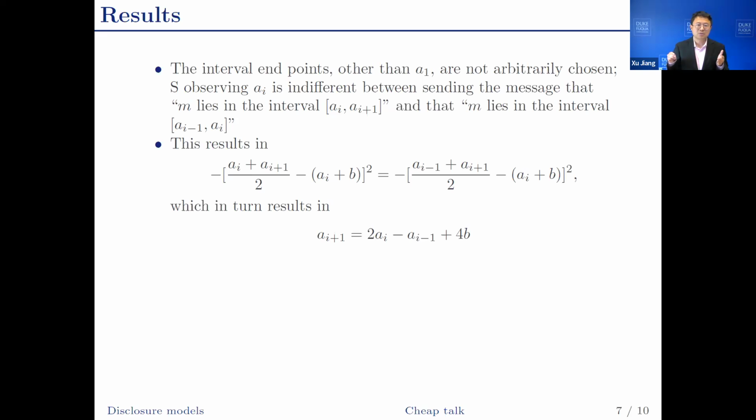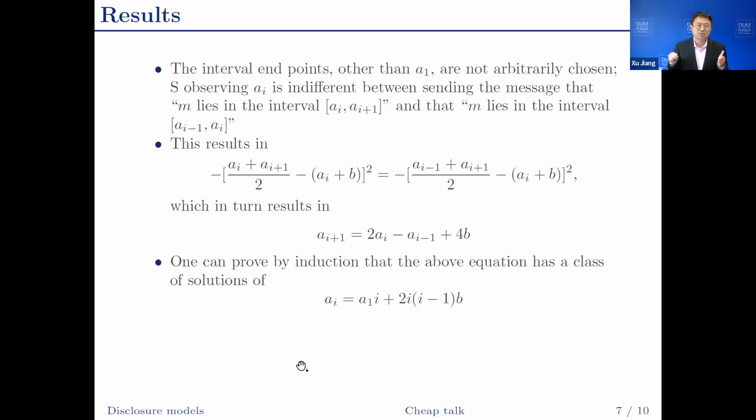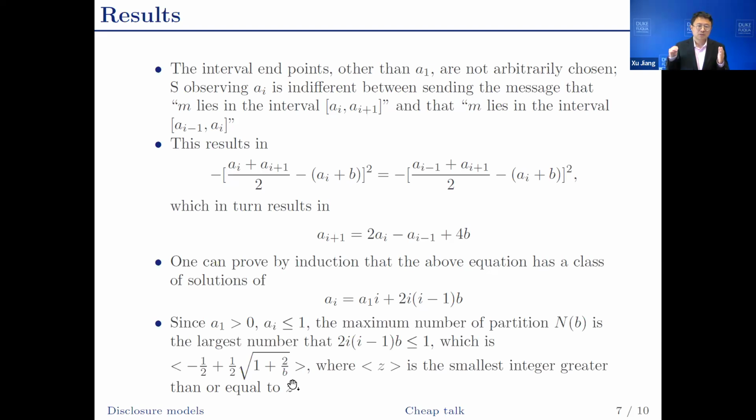And this indifference condition generates a recursive equation between the different interval endpoints. And one can prove, based on those recursive equations, by mathematical induction, that those equations have a class of solutions of the following form. You can see A1 is arbitrarily chosen, but once A1 is chosen, all the interval endpoints are determined. In addition, even though A1 can be arbitrarily close to 0, all A_i have to be smaller than or equal to 1.